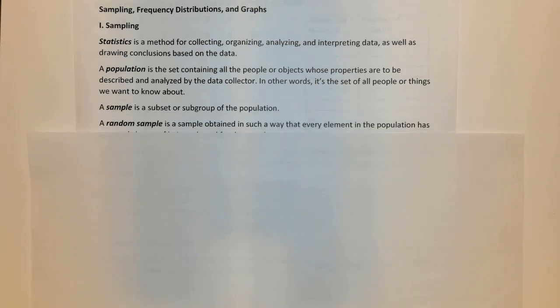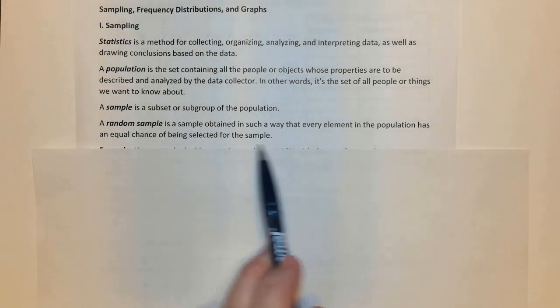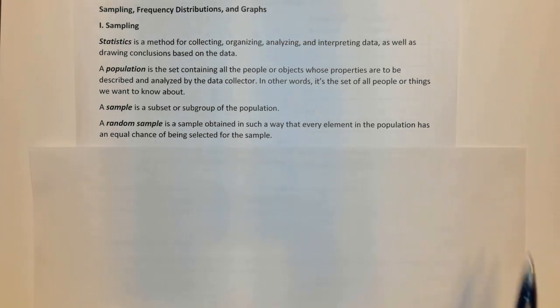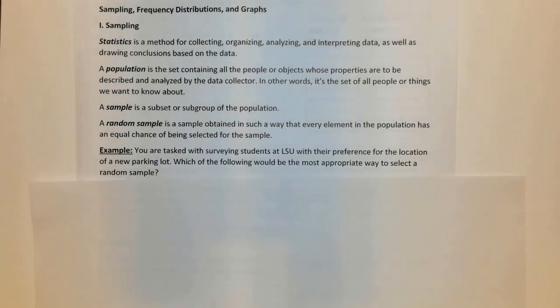A sample is a subset or a subgroup of the population. A random sample is even better because if we pick and choose our sample, we can have biases. But if we have a random sample, then that's a better understanding of the population. And that is a sample obtained in such a way that every element of the population has an equal chance of being selected.